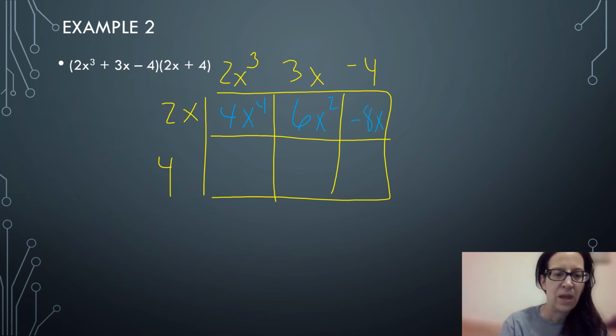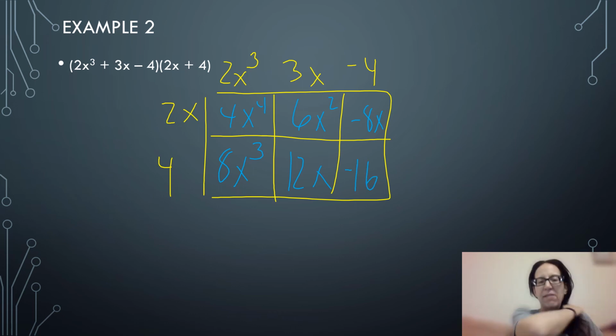And then my bottom line here, 4 times 2x to the third is 8x to the third. 4 times 3x is 12x, and 4 times negative 4 is negative 16. Okay, I did that bottom line fast, so pause the video if you need to. And what you might notice on this one is that our diagonals don't quite match up right. So that nice little pattern that we saw there isn't quite holding.